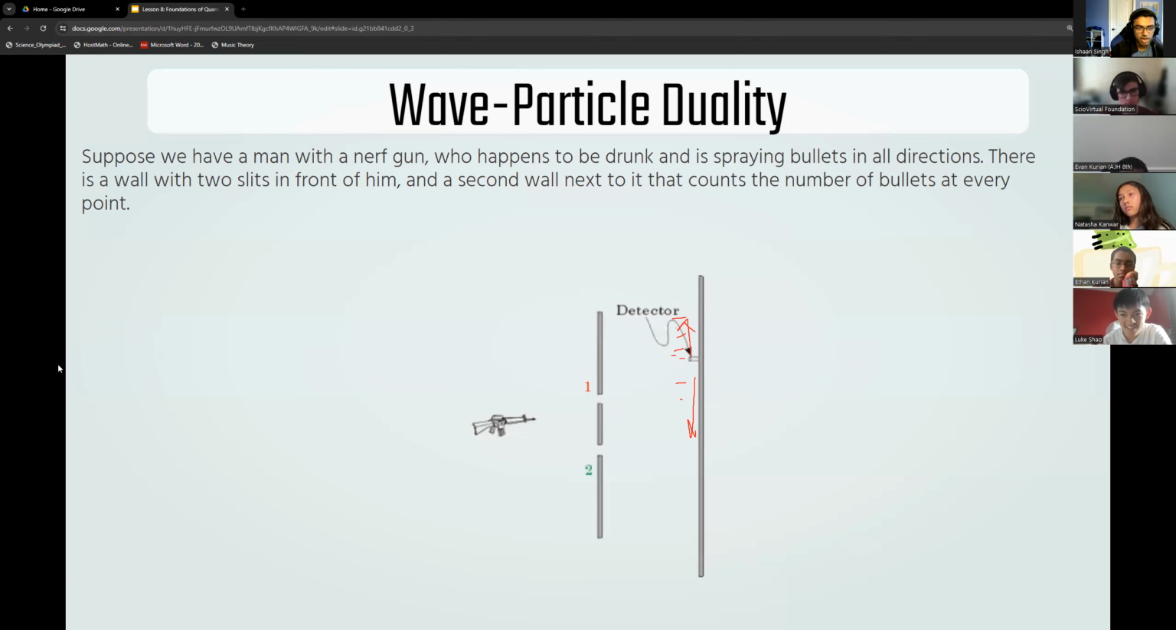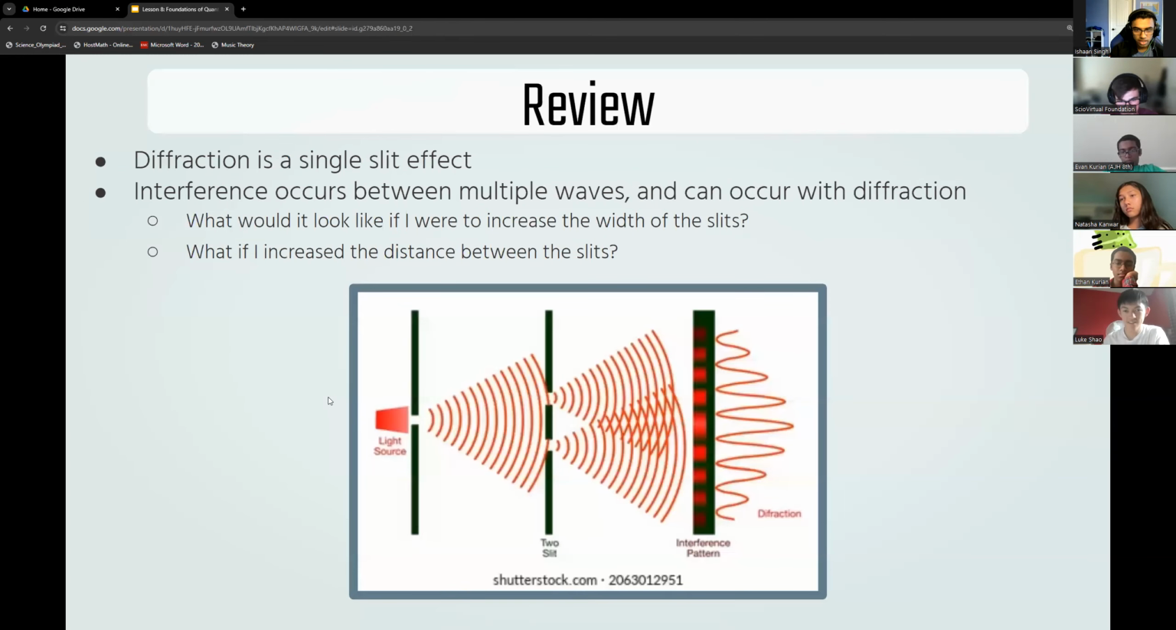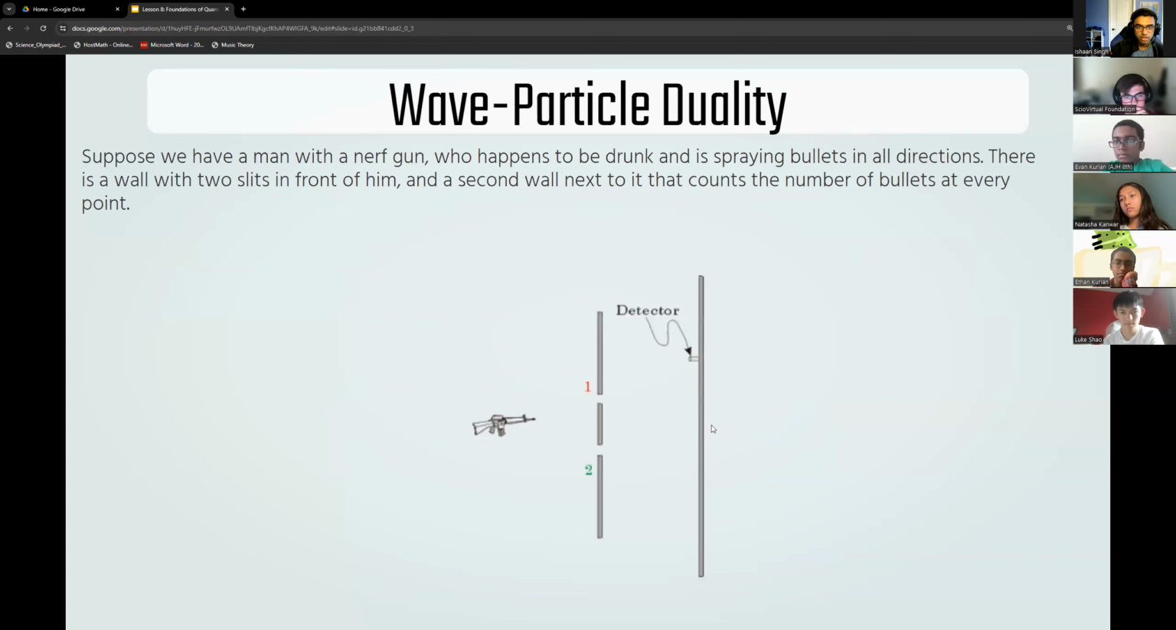Basically, it's the same thing as collecting the interference patterns that we saw a few slides ago. If I go back a little, it's the same thing as this. We're trying to collect this pattern, but for the bullets. So we're just counting the number of bullets. Okay.